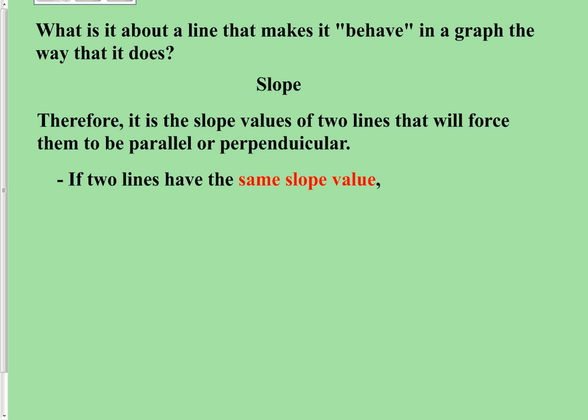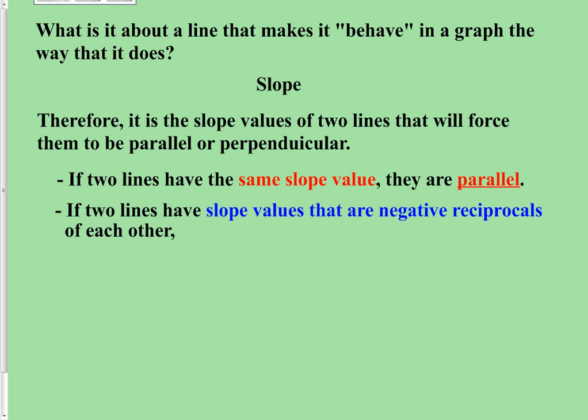Okay, so first thing, if two lines have the same slope, let's think about that for just a second. Same slope means they are rising at the same speed as each other. They are running at the same speed as each other. That means they will be parallel to each other. Having the same slope value is to be expected with being parallel. If you think about rising and running at the same speed, obviously the lines will never hit each other.